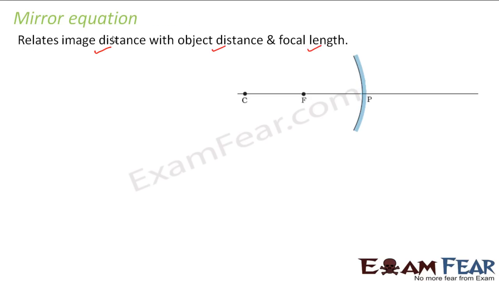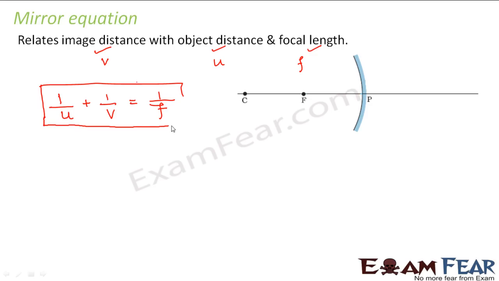Now, as a matter of convention, we denote image distance by V, object distance by U, and focal length by F, right? So what is my mirror equation? The mirror equation goes something like this. It says that 1 by U plus 1 by V is equal to 1 by F. So this is the mirror equation which relates the image distance with object distance and focal length.